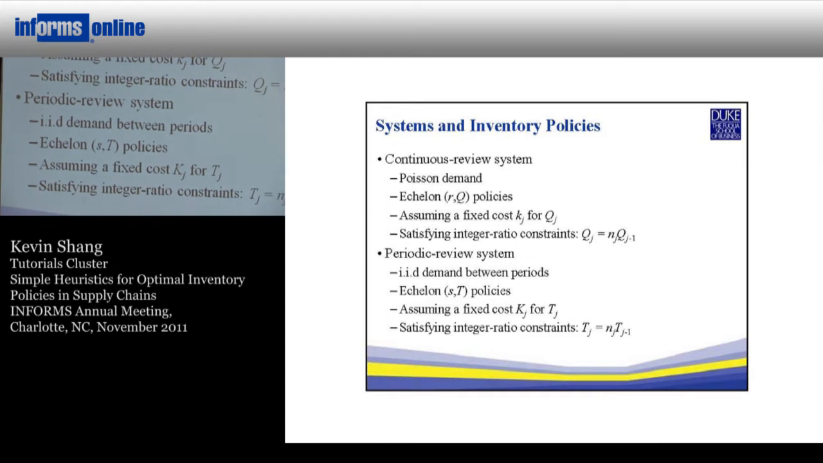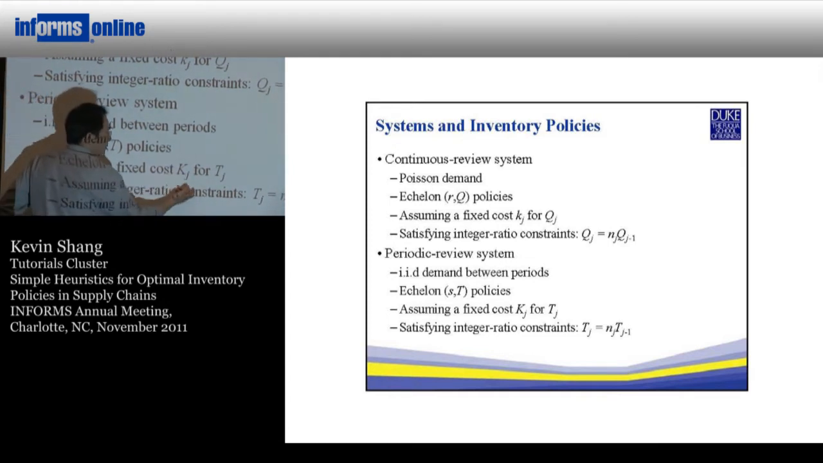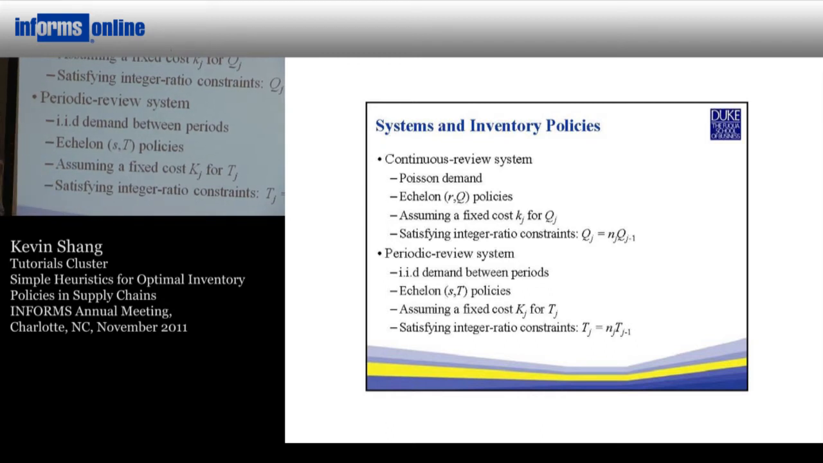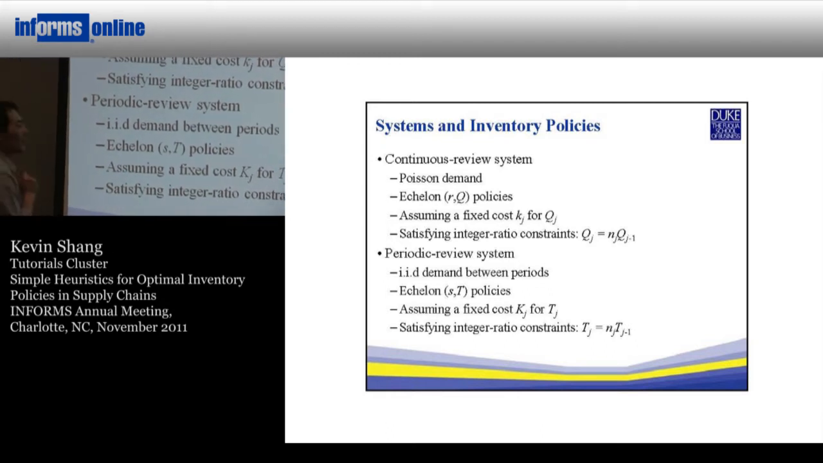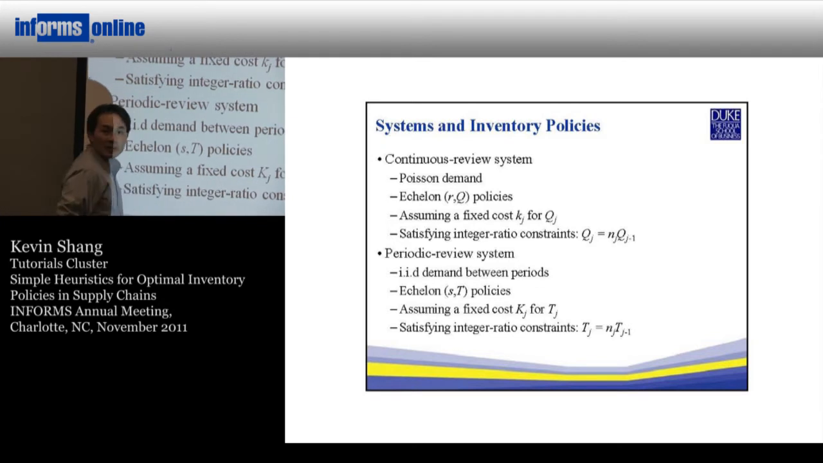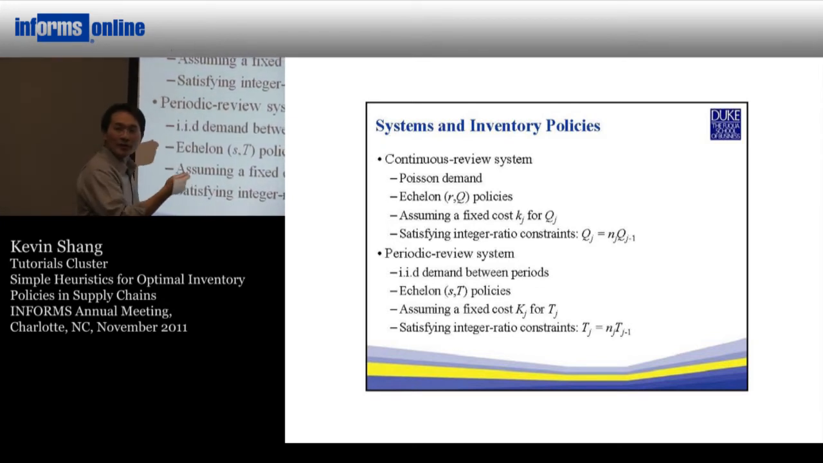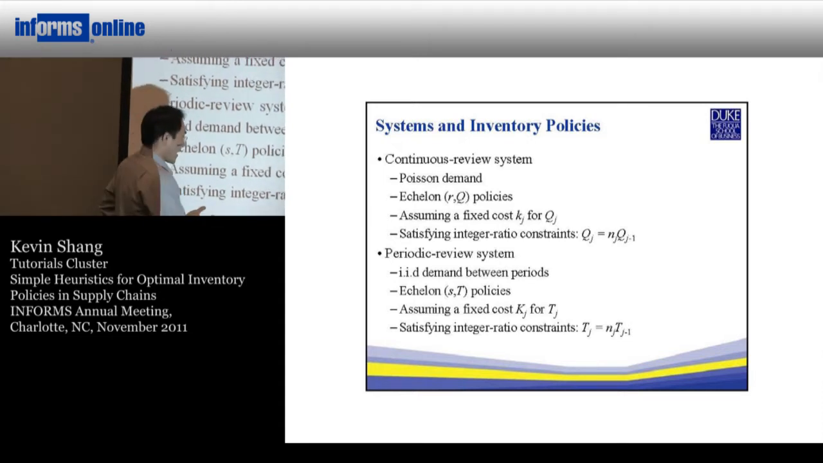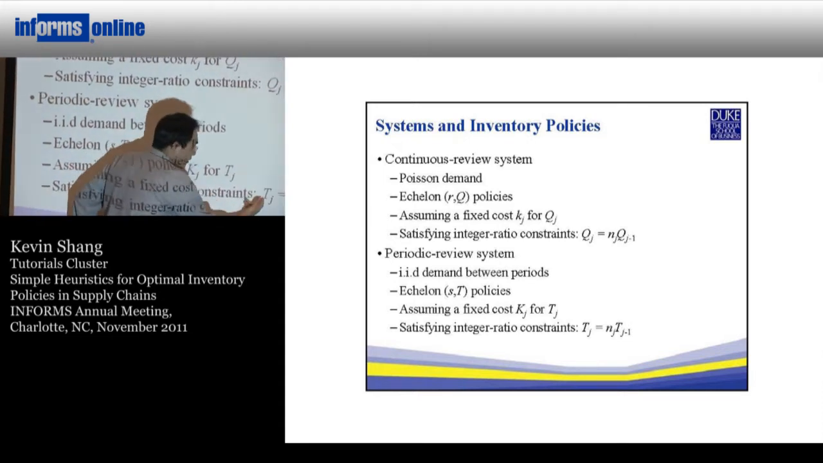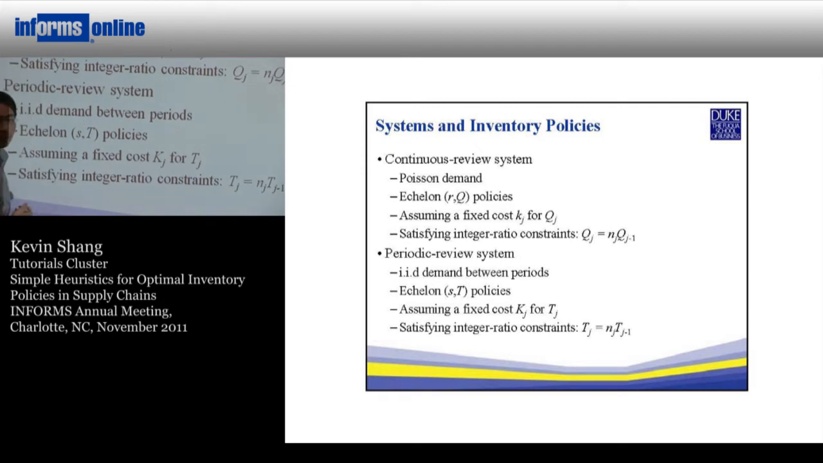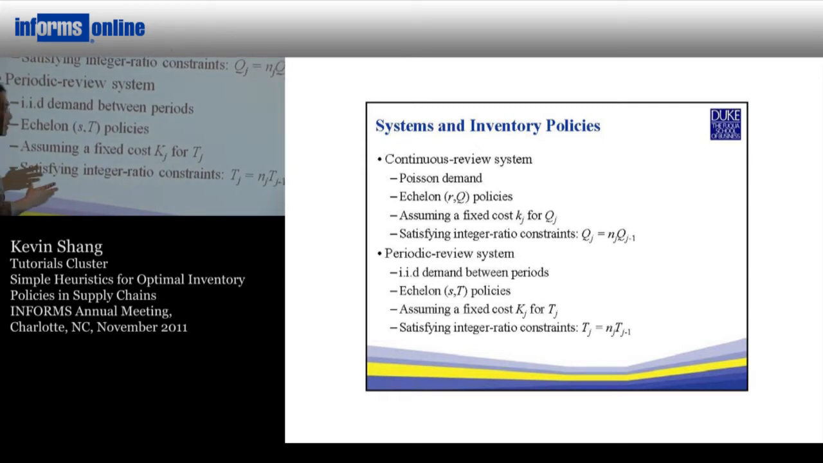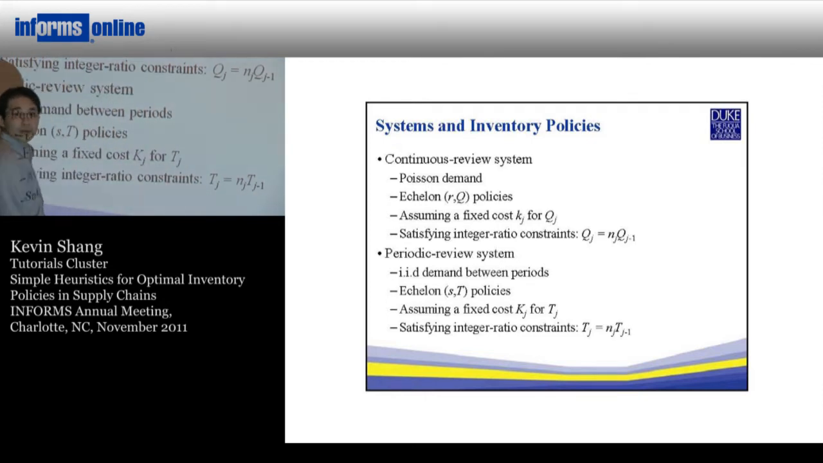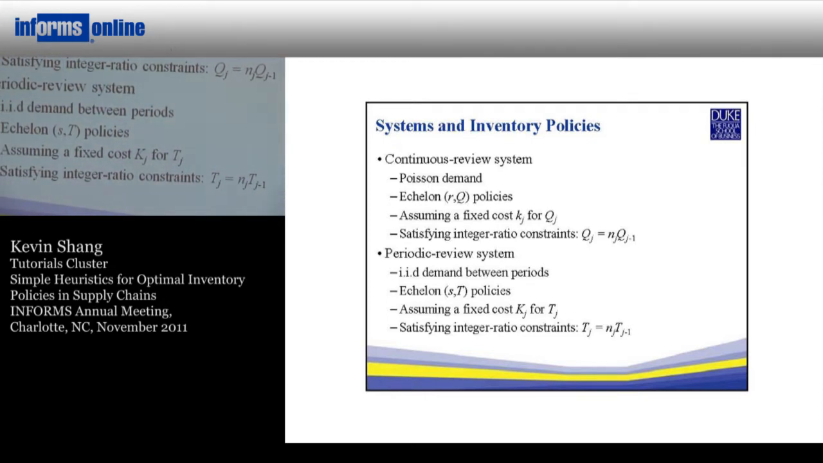And we also assume there's a fixed order cost. I'm using capital K_j for each T, okay? So if it's a shipping schedule, you can think of this K_j as a shipping cost associated with every 2 weeks, okay? And again, we assume that the reorder interval has to satisfy the integer ratio constraint. So the upstream reorder interval is an integer multiple of the downstream's. Okay? So these are the basic setup.